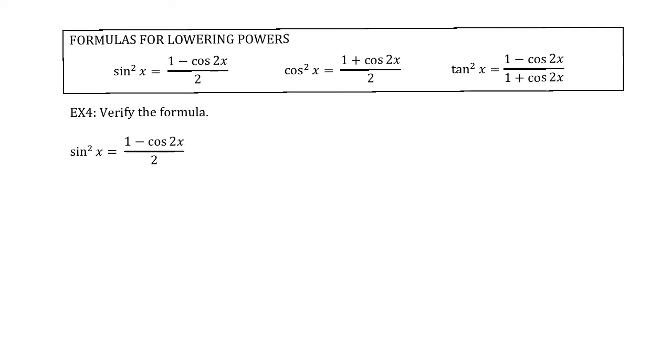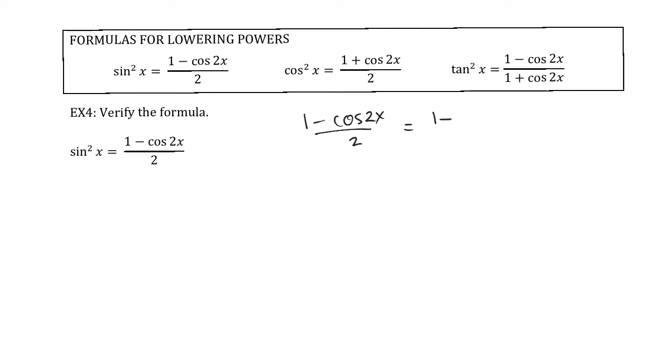The next one I'm going to verify is this formula which lowers the power. So we've got sine squared x is supposed to be equal to 1 minus cosine of 2x all over 2. I'm just going to show you that it really does work. So I'm going to start with 1 minus cosine of 2x all over 2.